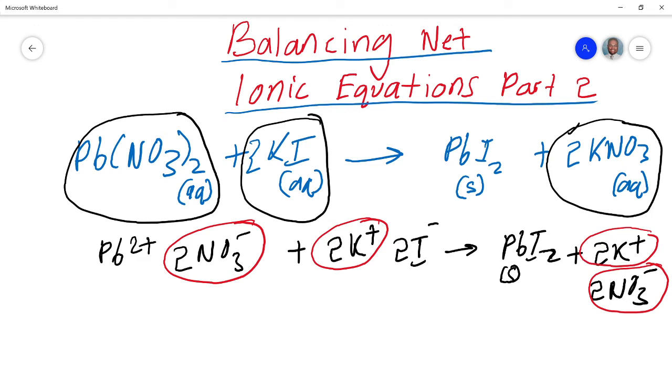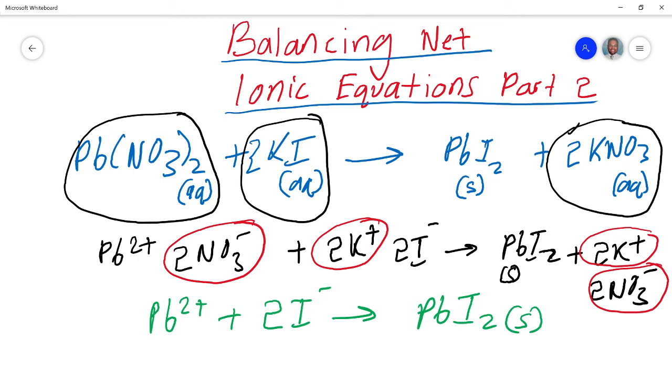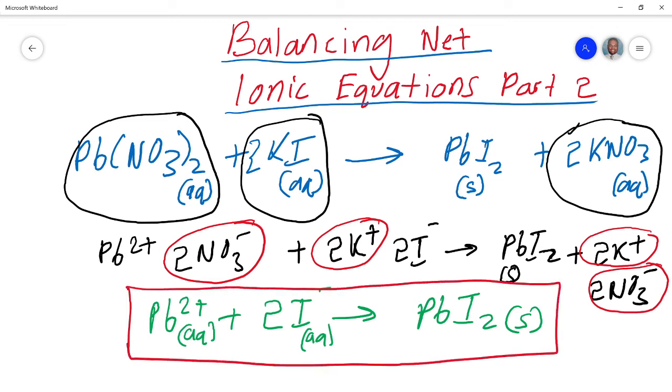So therefore, what remains in this case is Pb2+ and 2I minus to produce PbI2. That's a solid, that's an aqueous, that's an aqueous. And that now becomes my net ionic equation. So you can see it's balanced. So the actual reaction taking place is lead reacts with iodine to produce the yellow precipitate, which is lead(II) iodide. When you see this reaction, you'll actually see that both are colorless.